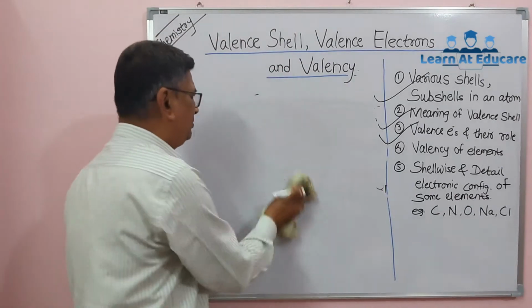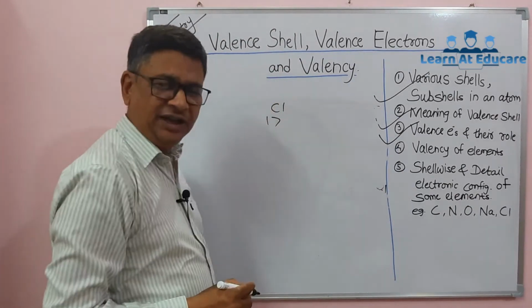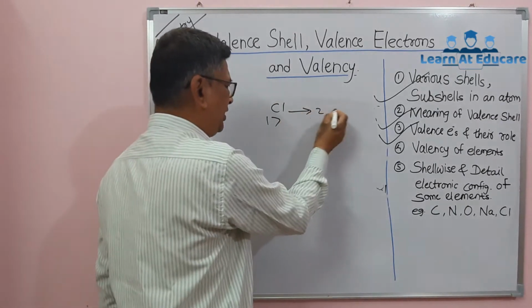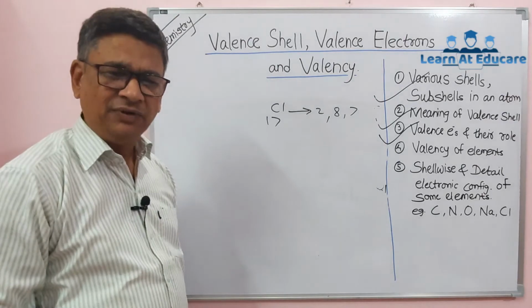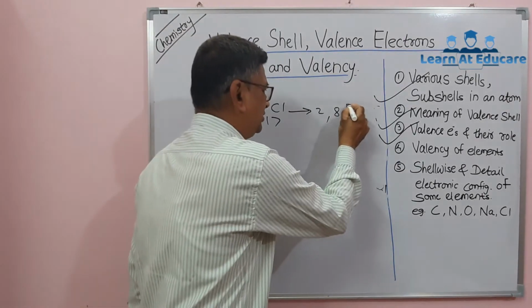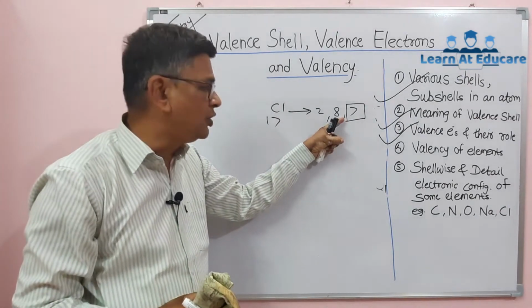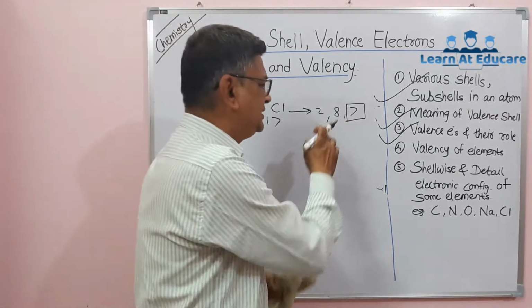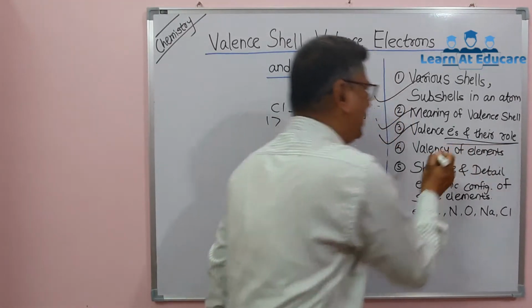If you take an example, suppose chlorine, whose atomic number is 17. Its electronic configuration shell-wise is 2, 8, 7. These are the electrons in the outermost shell. They are called valence electrons, and these valence electrons are very important. Their role is very important.